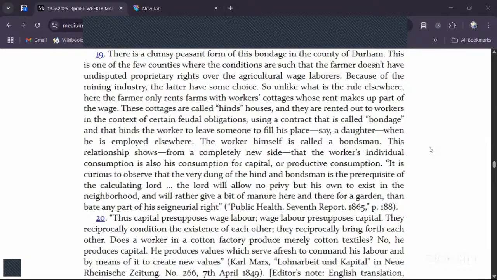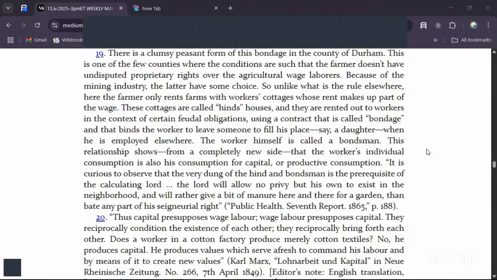This relationship shows from a completely new side that the worker's individual consumption is also his consumption for capital, or productive consumption. It is curious to observe that the very dung of the hind and bondsman is the prerequisite of the calculating lord. The lord will allow no privy but his own to exist in the neighborhood and will rather give a bit of manure here and there for a garden than bait any part of his seigneurial right.